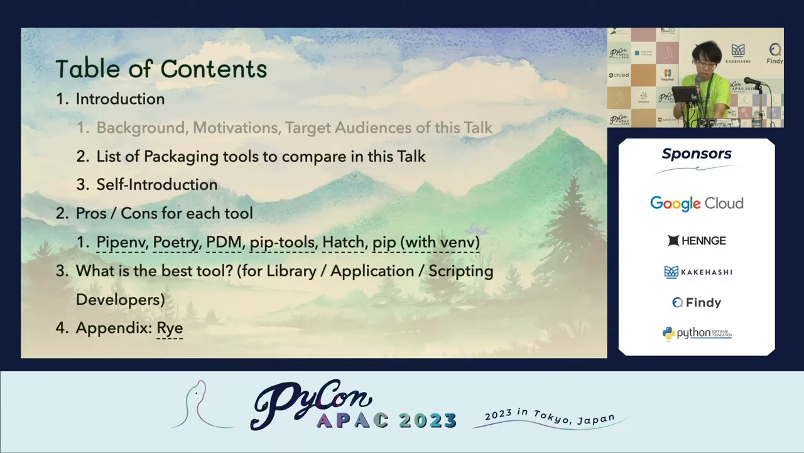This is the table of contents today. I introduce a list of the tools, then a self introduction. The main topic is pros and cons for each tool. I will explain pros and cons based on tool descriptions, and then finally what the best tool is for these three kinds of Pythonistas. If you are interested, I will introduce Rye packaging as an appendix.